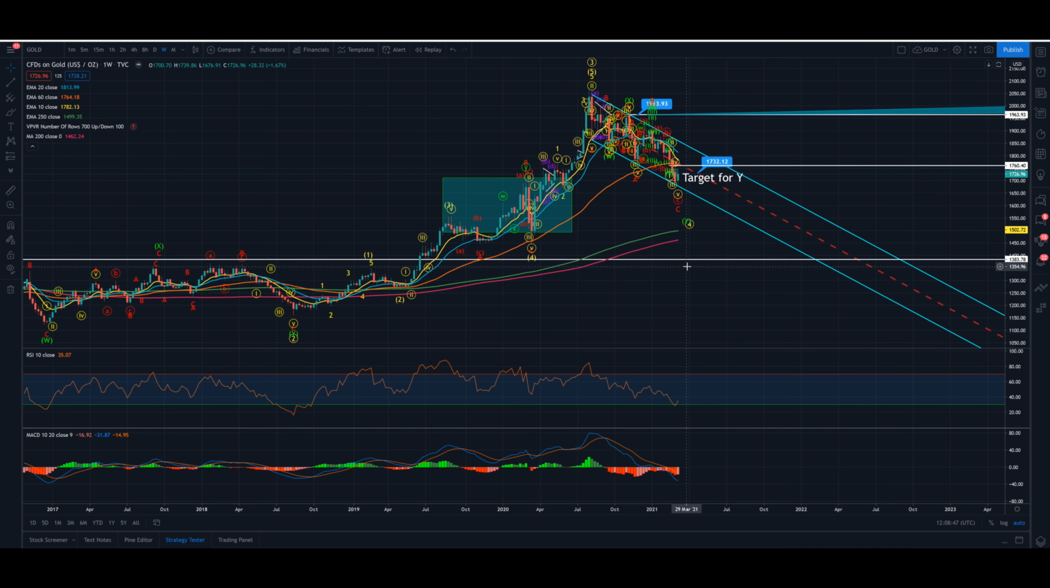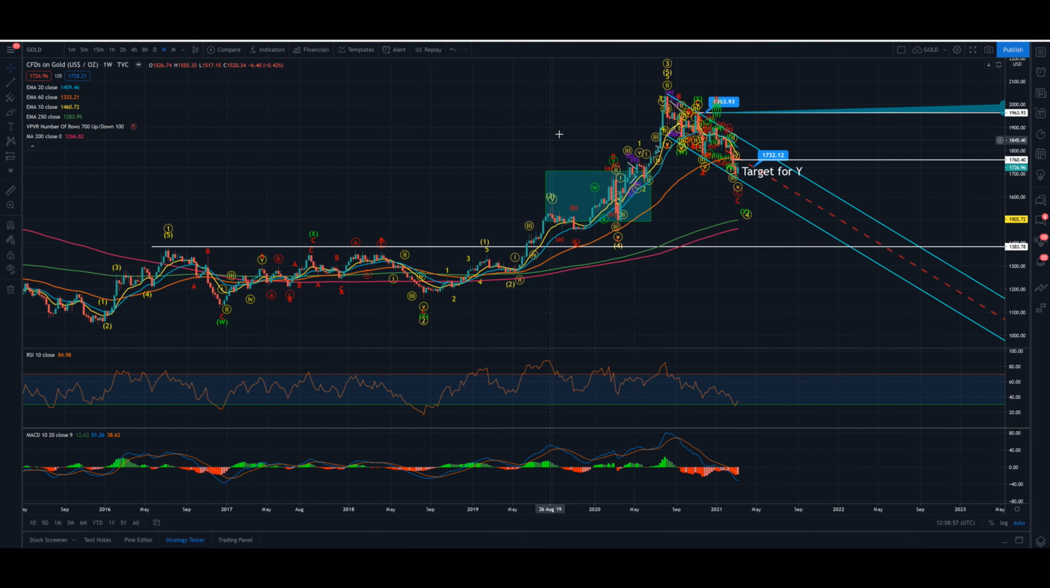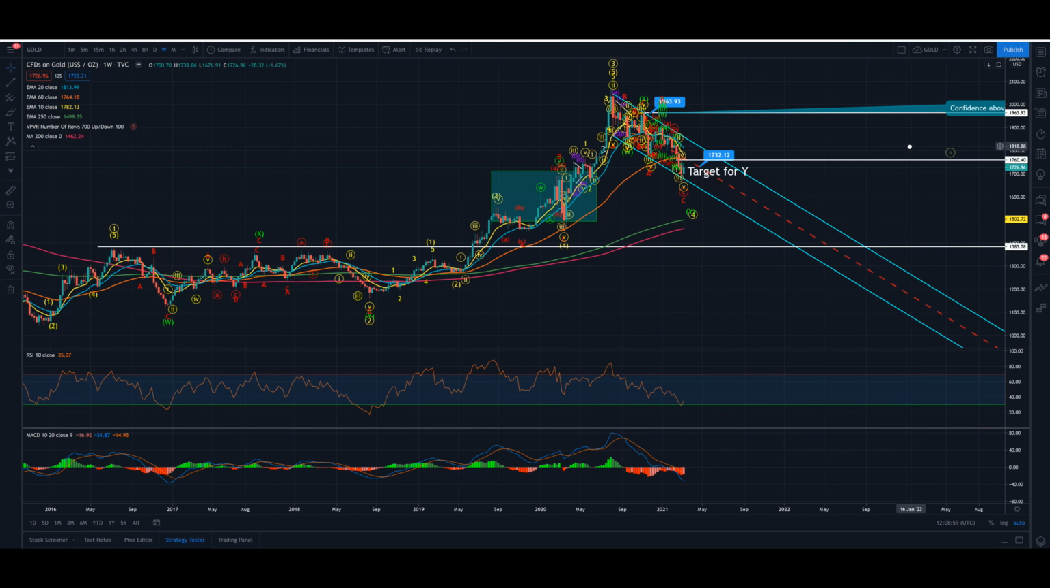It's 10 past noon on Saturday the 13th of March 2021 and we're going to spend the next few minutes looking at gold. Right then, we're going to do as we always do on this channel. We're going to start with our basic technical analysis first and our Elliott wave analysis second.